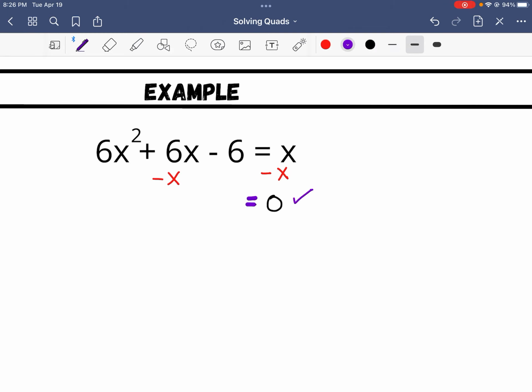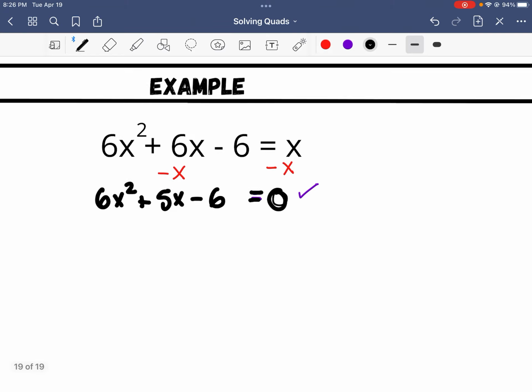Let me make this a little thicker. And on my left-hand side, I have 6x squared plus 6x minus 6 minus x. Well, I see that with like terms, I'm going to subtract these two together. So I have 6x squared plus 5x minus 6 equals 0.